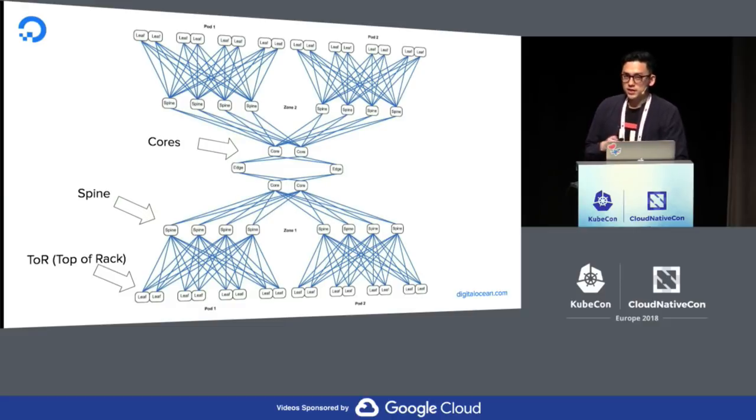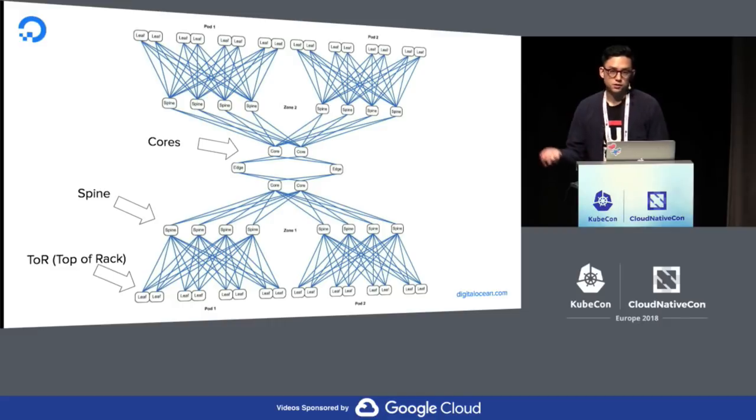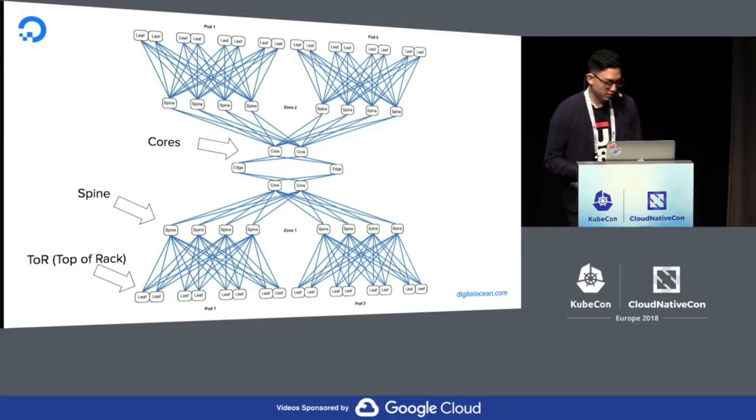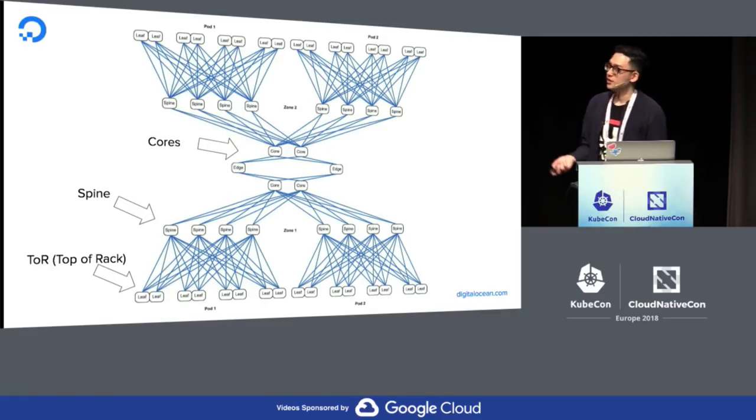But even then, you may want to scale out even further, which you can do by adding new pods connected to this new layer of core switches, which we call zones. And then the core switches of each zone would be connected so we can still have networking across all the different pods and zones. And so I'm sure some of you are asking, why do we need this? Because it seems really complicated.